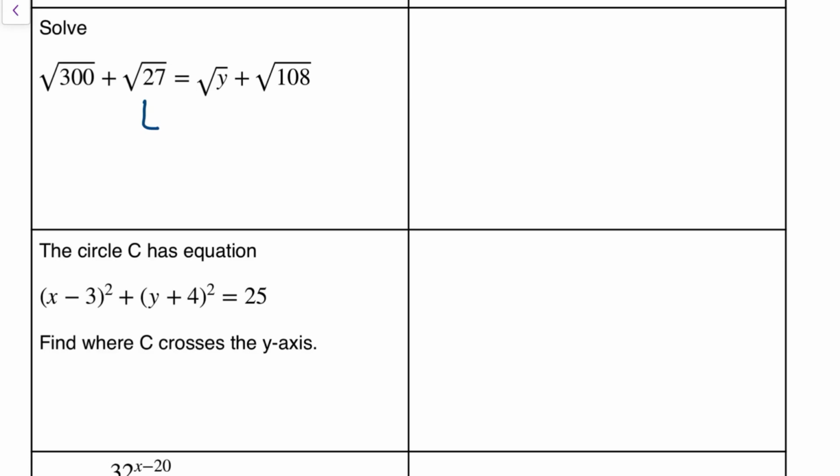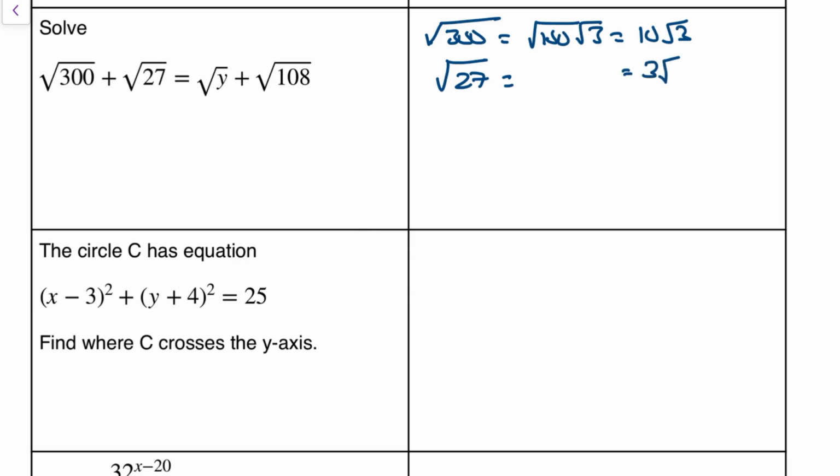So root 27, and actually what I'll do is I'll do them over here and then do it underneath. So root 300, start here, is the same as root 100 times root 3, which is 10 root 3. So this is my clue that everything's going to be in root 3. Root 27 is the same as, well, you might just know this one, but it's 9 times 3, so therefore this is the same as 3 root 3.